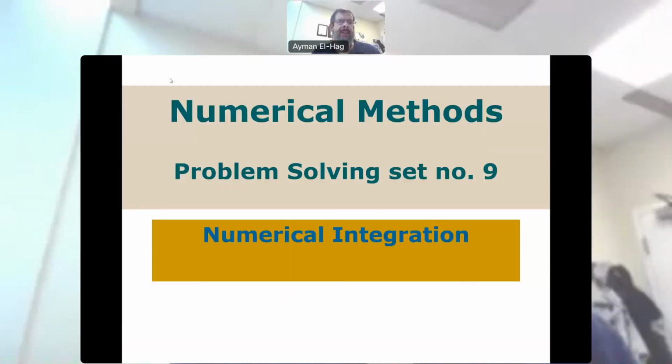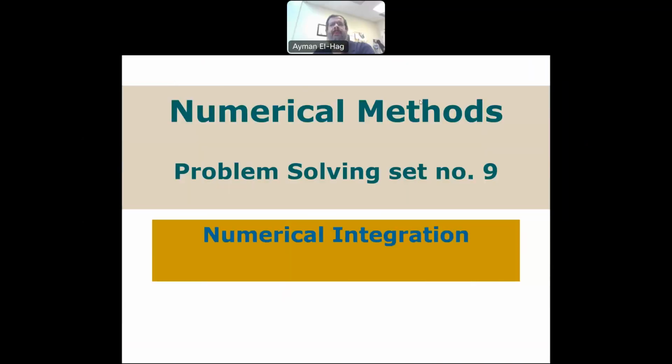Hi everyone, and welcome to this series of practice problems in numerical method topics. Today we'll solve a couple of examples related to numerical integration. In numerical integration, we'll talk about the trapezoidal method and the 1/3 Simpson rule. Before that, I'd like to explain a very important point.